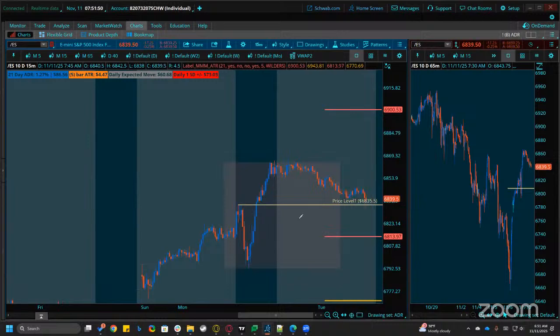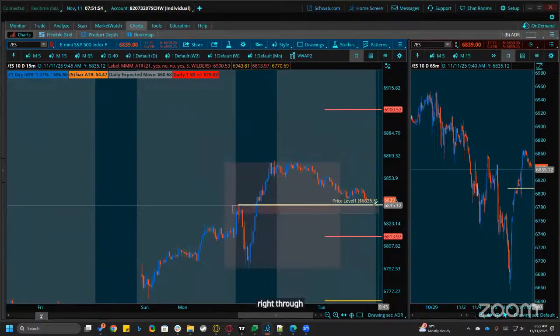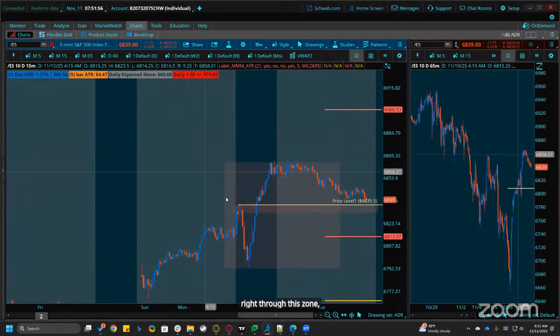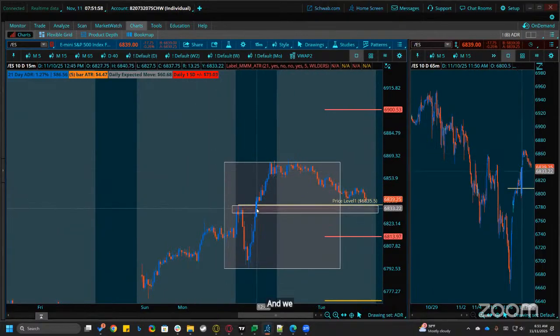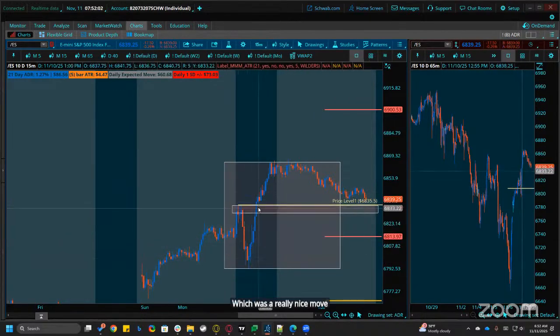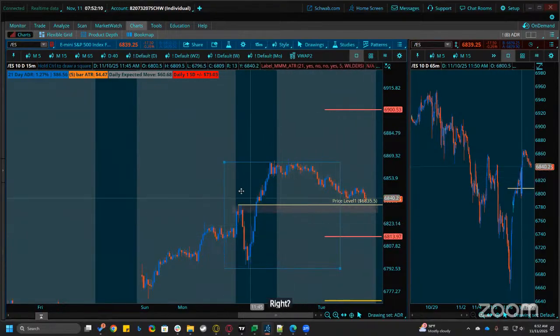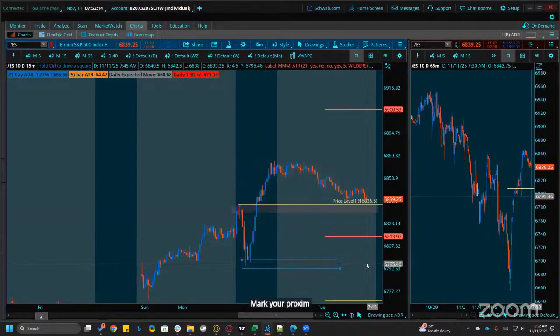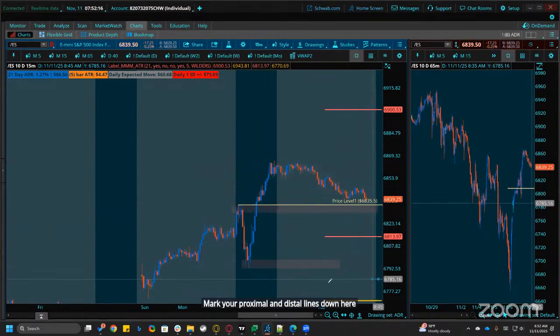Now there's a lot of work that was put in right through this zone, and we wiped it out on that drive to the upside, which was a really nice move. But I've seen that setup before, so keep your eye on that level, right? If we get through it, mark your proximal and distal lines down here, because this should be a really good play.